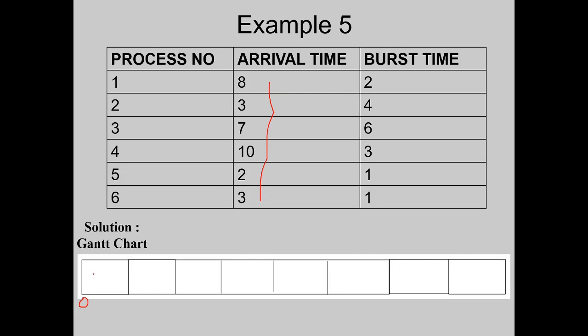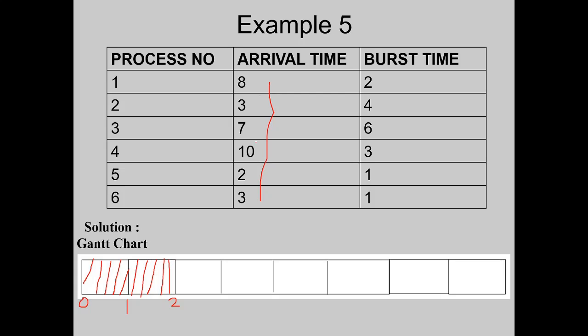So at unit 0 the CPU is going to remain idle, so you are going to represent it in this way. This indicates the CPU is idle, and check at unit 1 whether any process has arrived. At unit 1 also none of the processes has arrived. So from 0 to 1 it is going to remain idle, and from unit 1 to 2 the CPU is going to remain idle, because at unit 1 none of the processes arrived. So from 0 to 2 the CPU is going to remain idle.